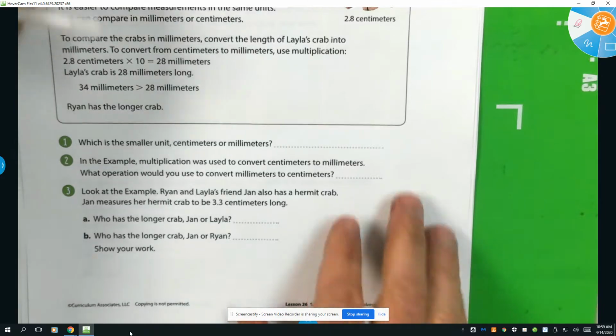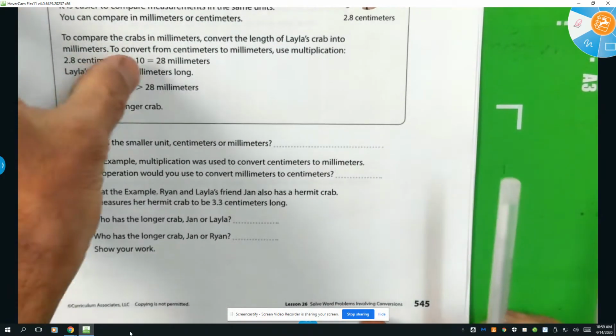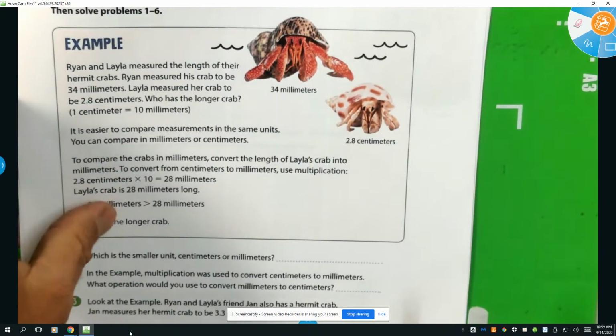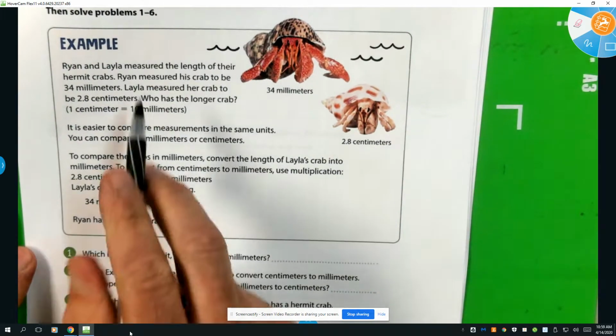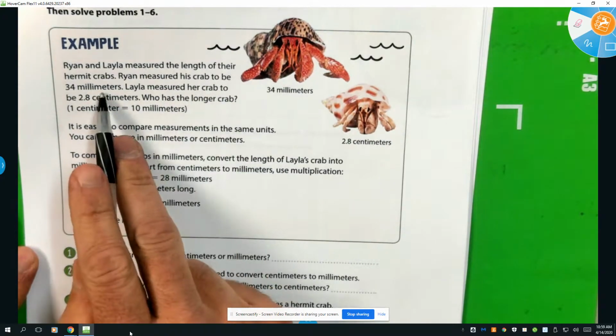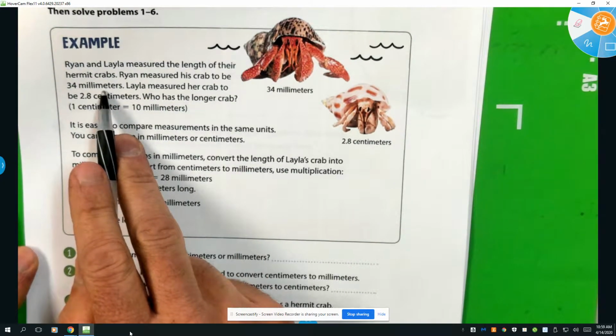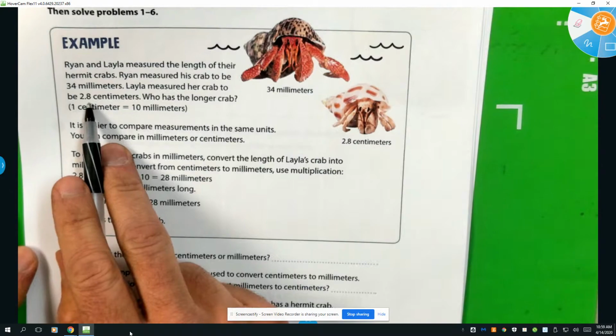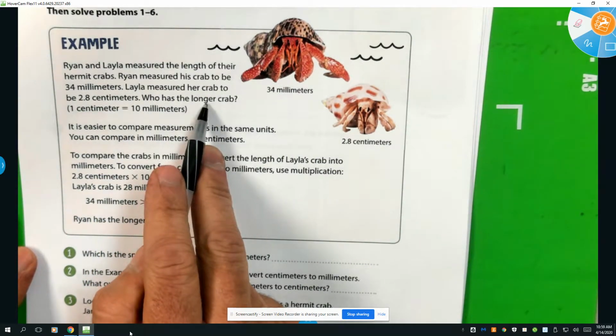So now we've got an example up here. Choosing a unit to solve a word problem. Ryan and Layla measured the length of their hermit crabs. Ryan measured his crab to be 34 millimeters. Layla measured her crab to be 2.8 centimeters. Who has the longer crab?